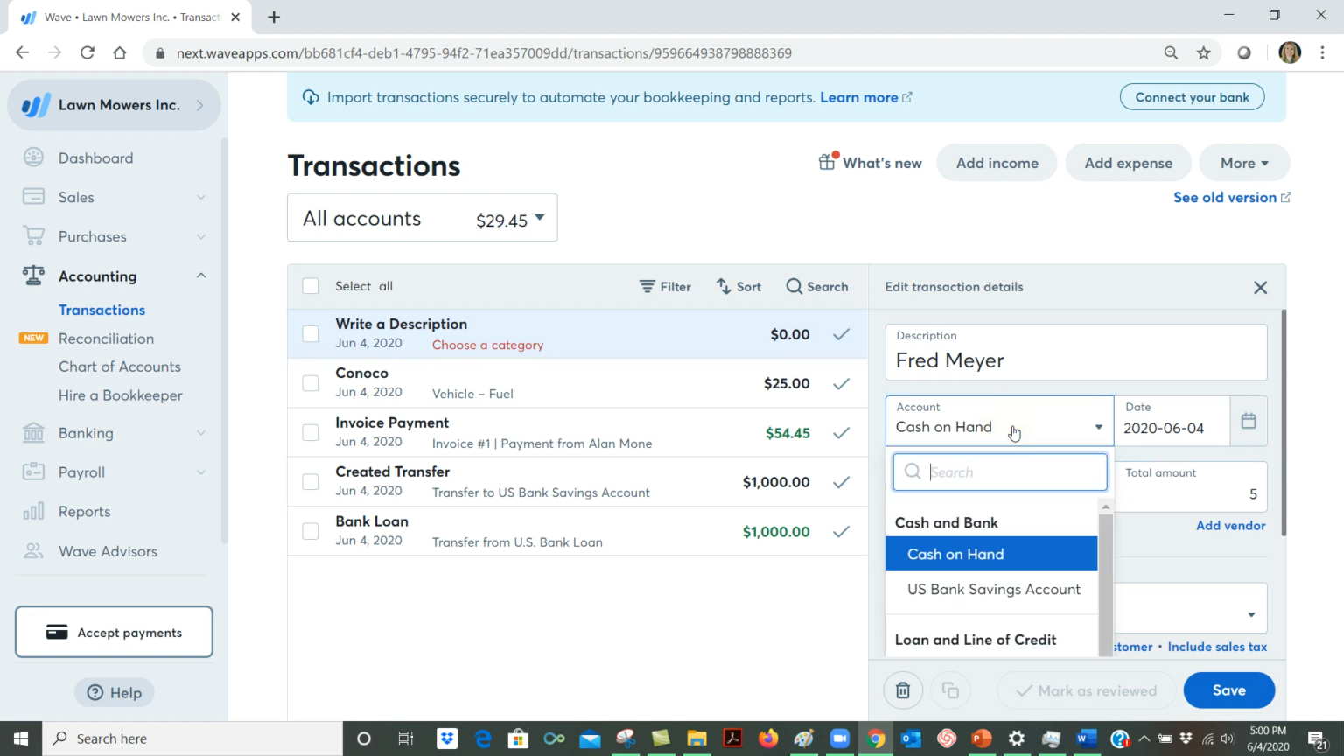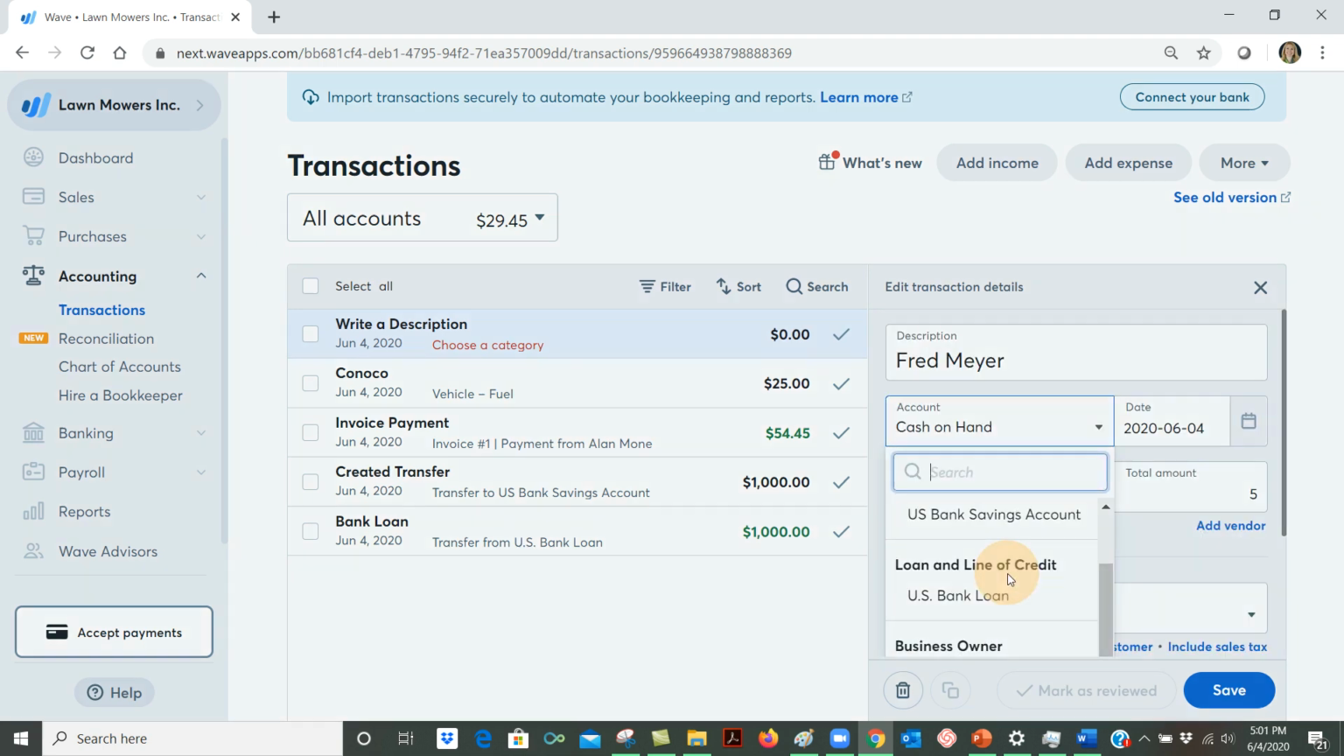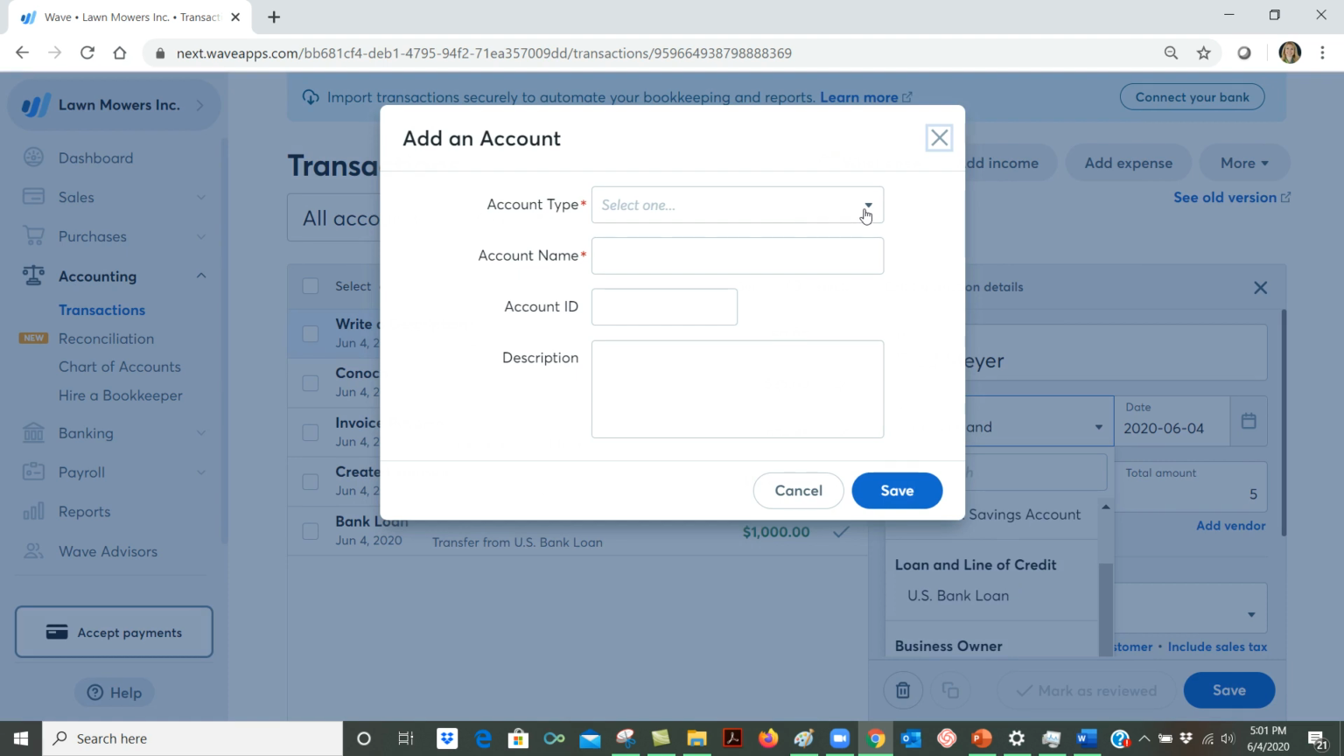And for the account, what we need is a credit card account. And so far, all we have is the US Bank loan account that we created in an earlier video. So we need to scroll down and click on Add a New Account.